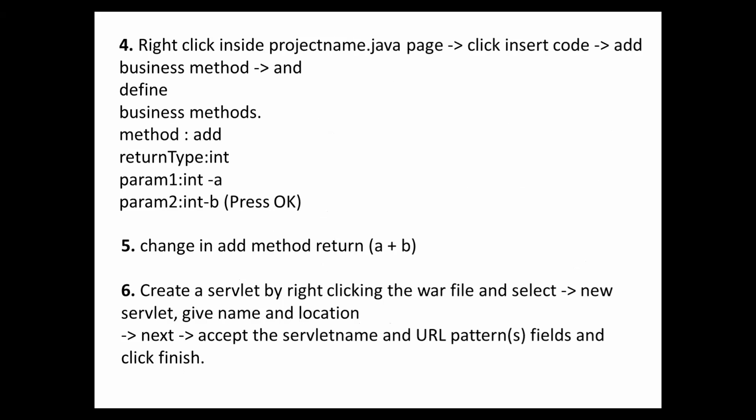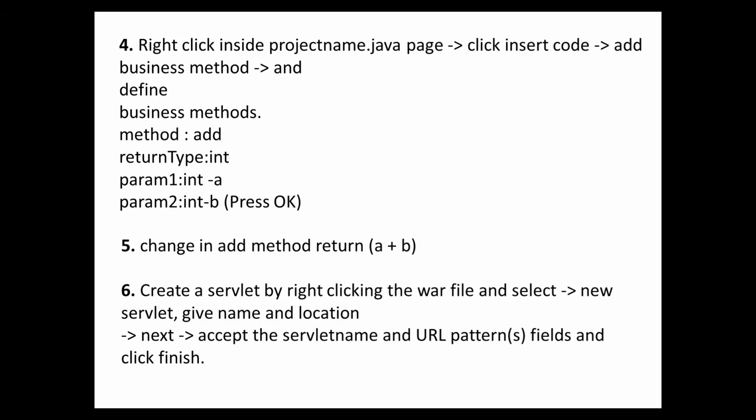Then later we go to step 4. That is, right click inside the project name. Because I have to give the name of the project.java, and the page will click insert code by using add business method. Means the name of the method is add, and we define the business method, and we use the method as add. The return type should always be integer, and I have to use two parameters because I am adding two numbers, that is a and b. So I have to declare integer a and integer b and press OK.